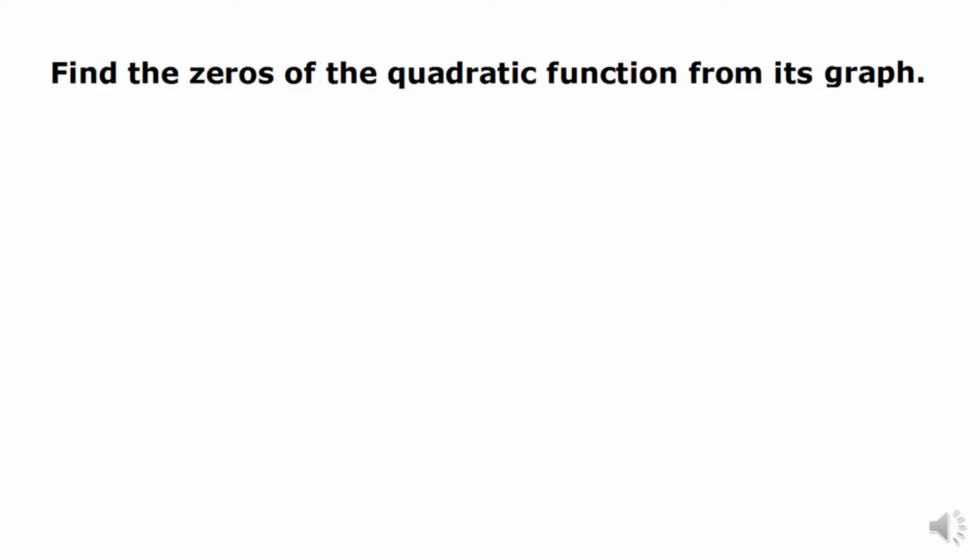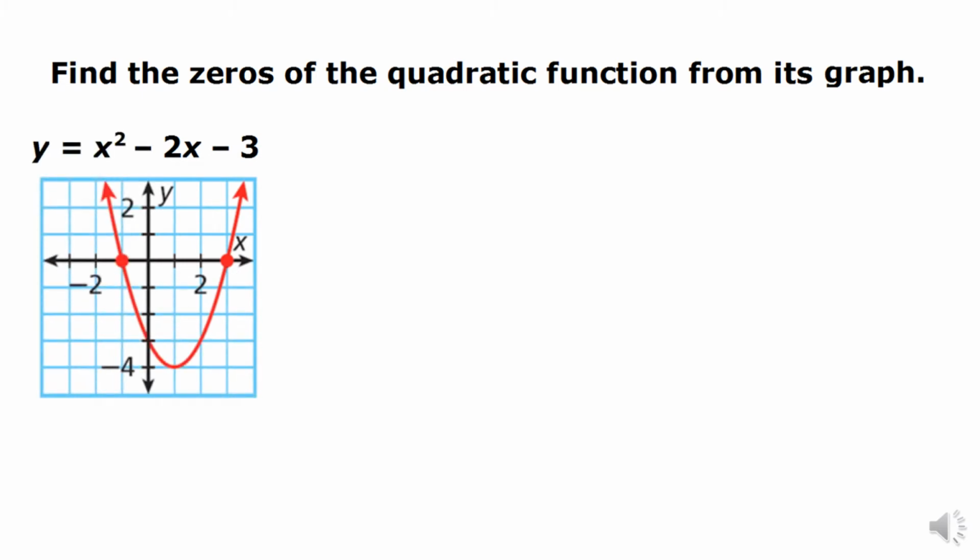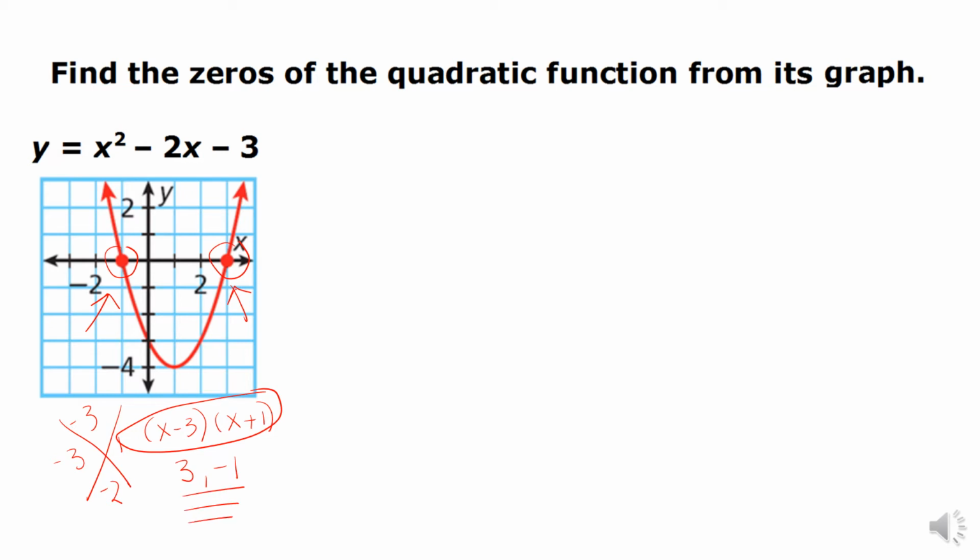Okay, so find the zeros of this quadratic function from its graph. So it's not hard to do. The zeros are right here, and if we factored, we would find them because those are the solutions of our graph. So if we go -3, -2, we have -3 and 1. So x minus 3, x plus 1. Those are my factors. My solutions are 3 and -1. And sure enough, those are my zeros, my solutions, not my factors. These are my factors. These are my roots, my solutions, my x-intercepts, and my zeros.